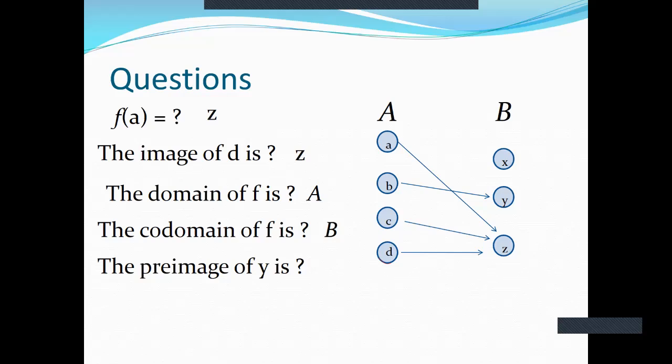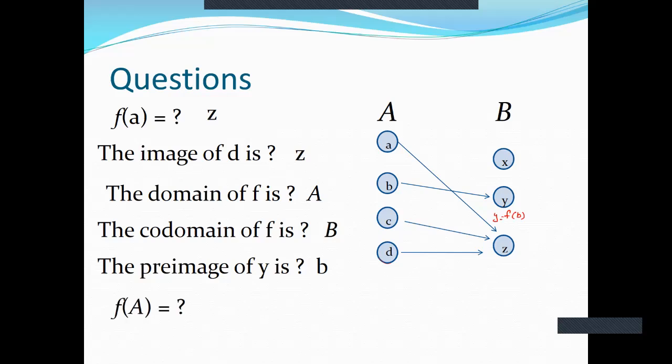What is the pre-image of Y? You can see Y is being mapped by the function f of B, right? So Y is equal to this one. So the pre-image is B, right? You can see the pre-image is B.